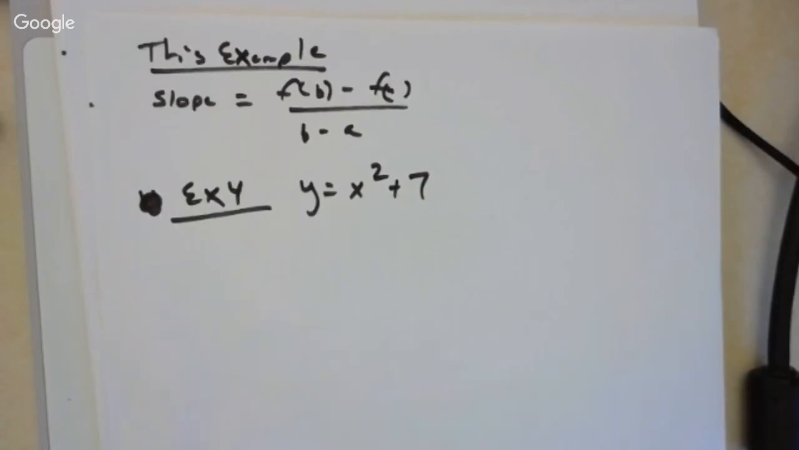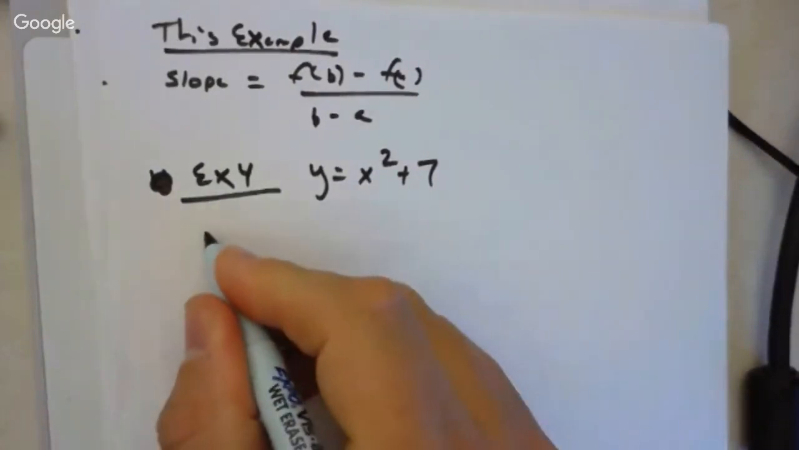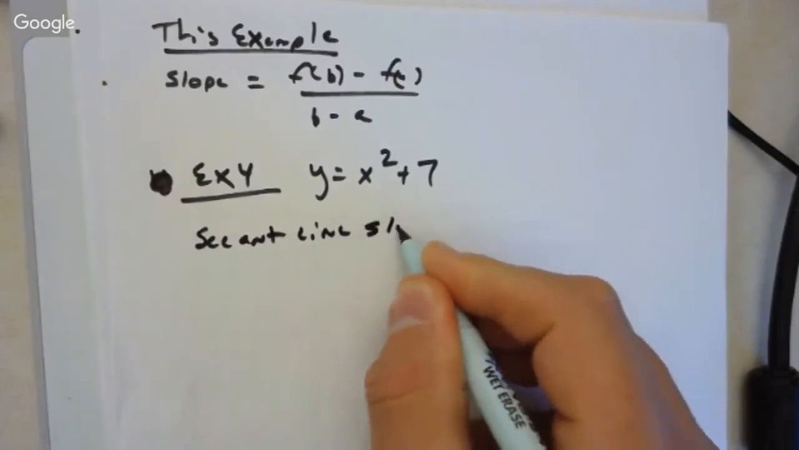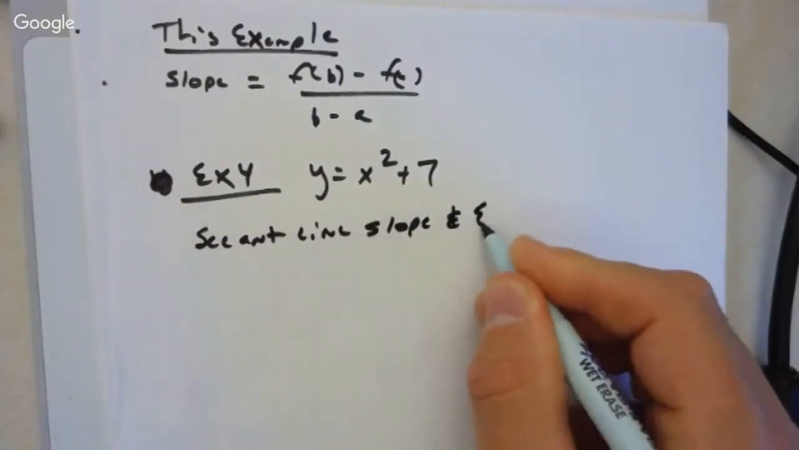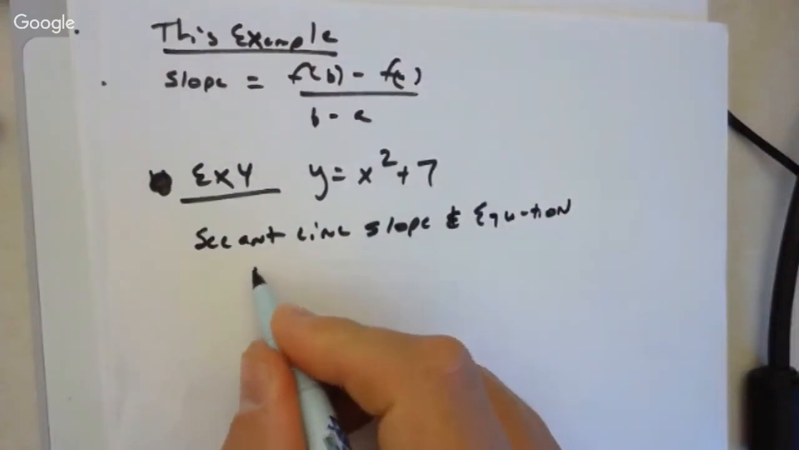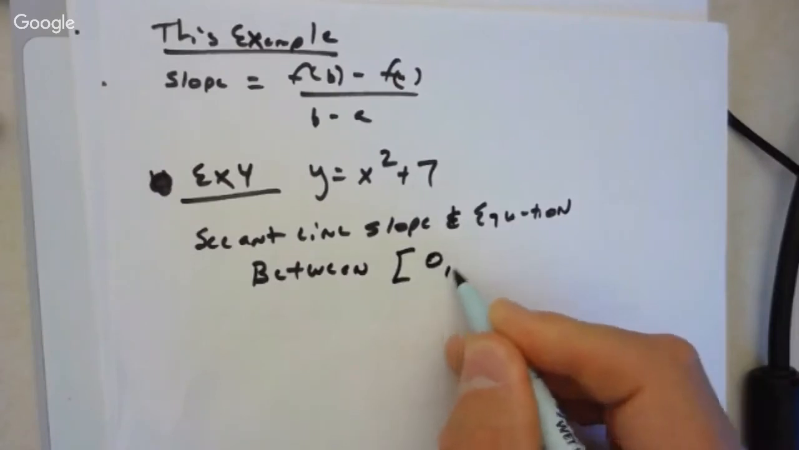So y is equal to x squared plus 7. Okay, so let's find the secant line. Let's find the average rate of change. We want to find the secant line slope and equation, which is going to bring back the glory days of Algebra 1, between, let's go, 0 and 2.